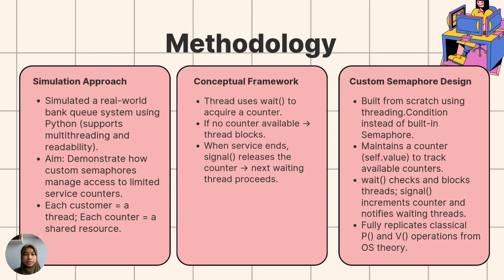Next is our conceptual framework. A thread uses the wait function to acquire a counter. If no counters are available, it will block the thread. When service ends, the signal function releases the counter so the next waiting thread can proceed.